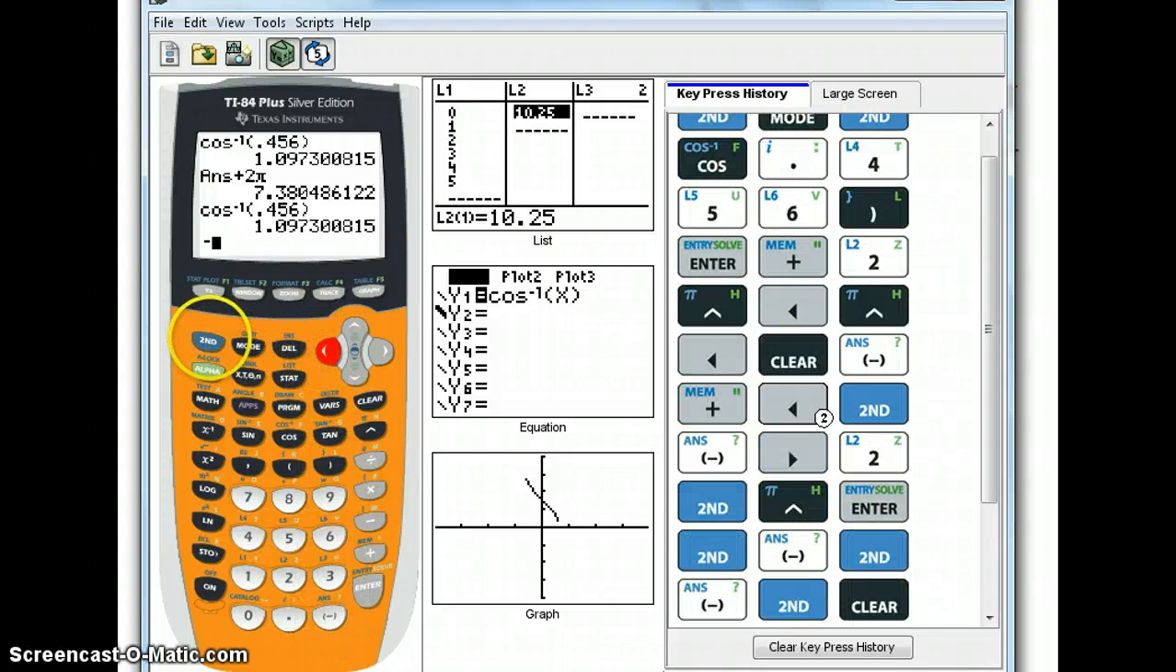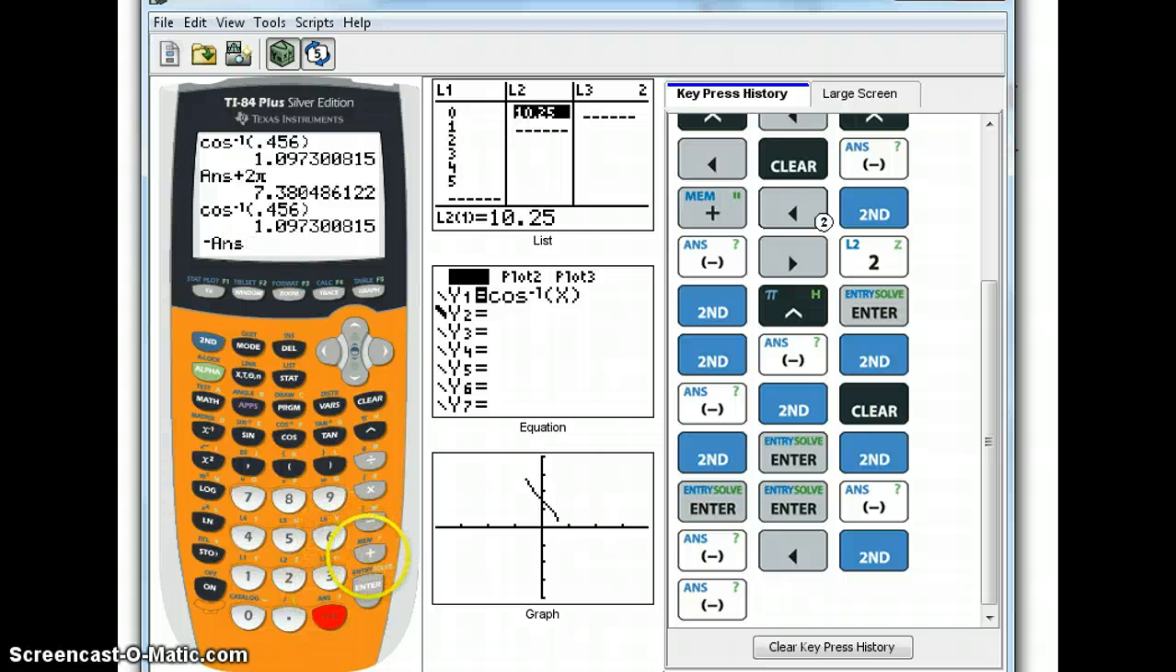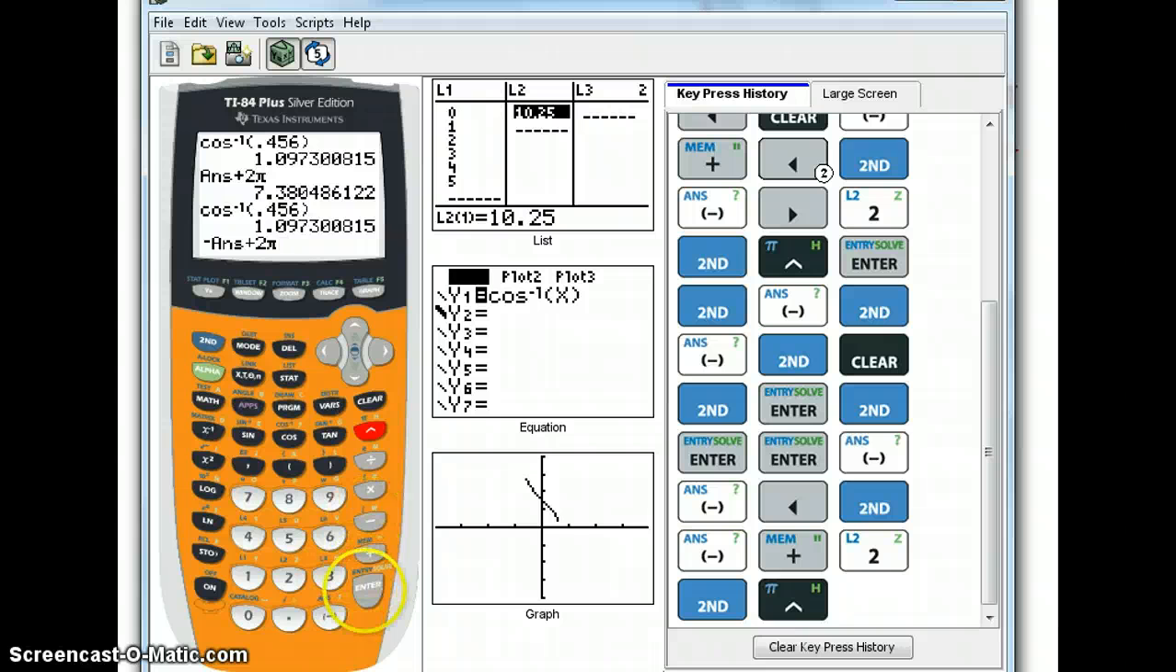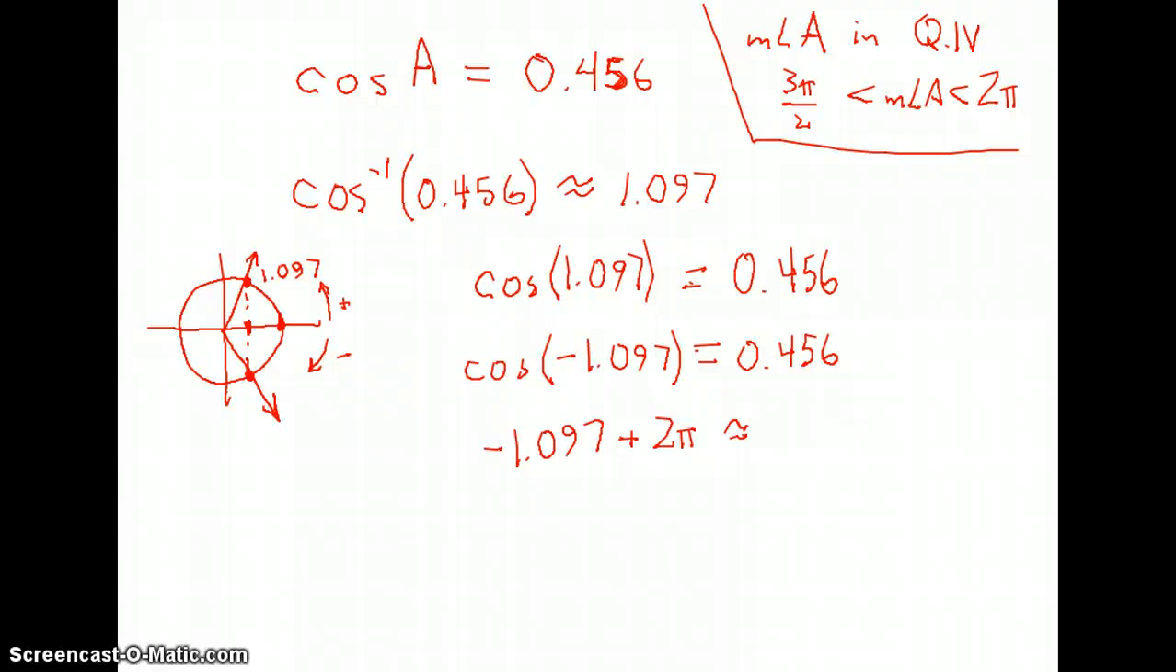Come on, calculator. Second, plus 2 pi. Okay. Or I could have subtracted from 2 pi. It's 5.18. That makes more sense. See, you have to be able to estimate these things. Otherwise, you just trust your expensive little electronic calculator to give you the truth all the time. You've got to use your brain a bit. All right, 5.19 essentially. So 5.19 radians has the same cosine as 1.097.